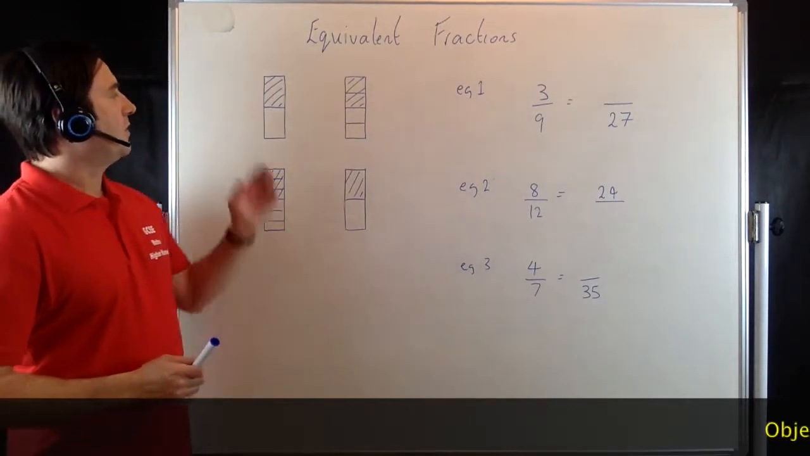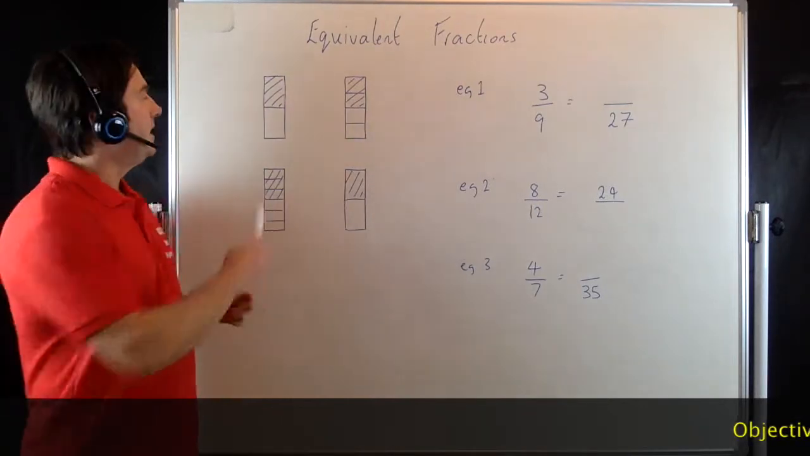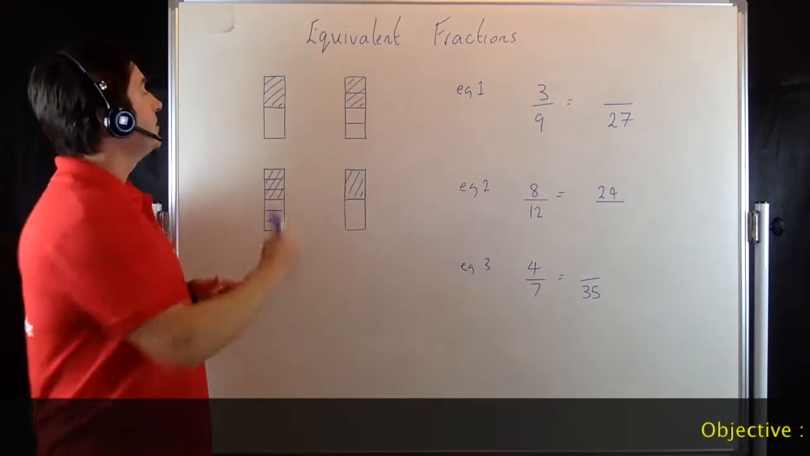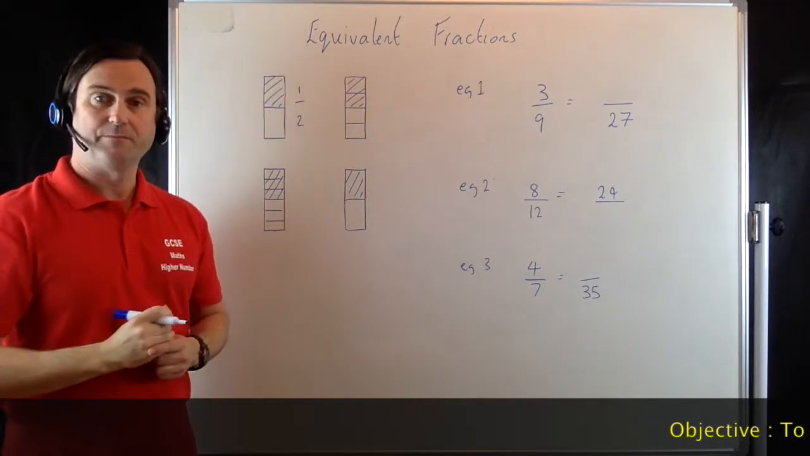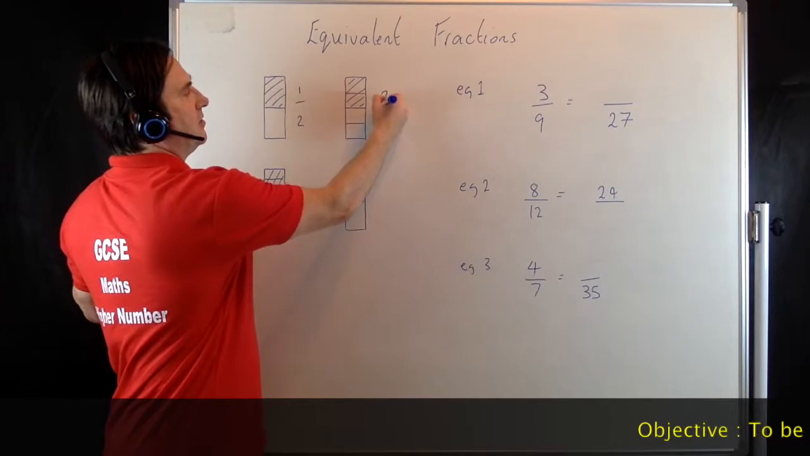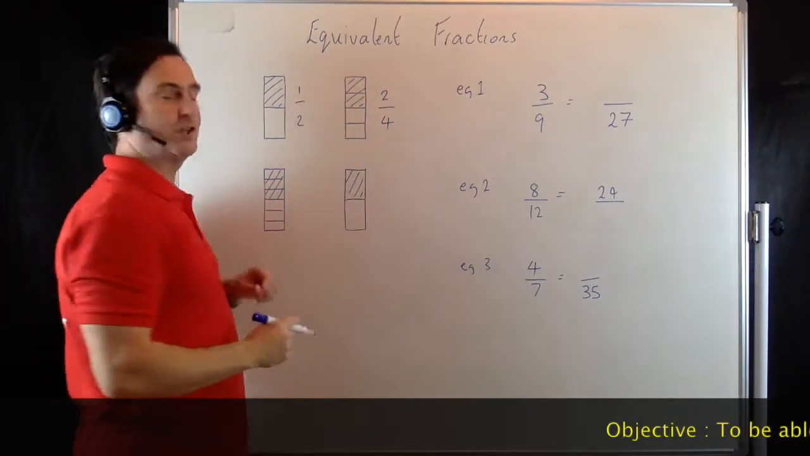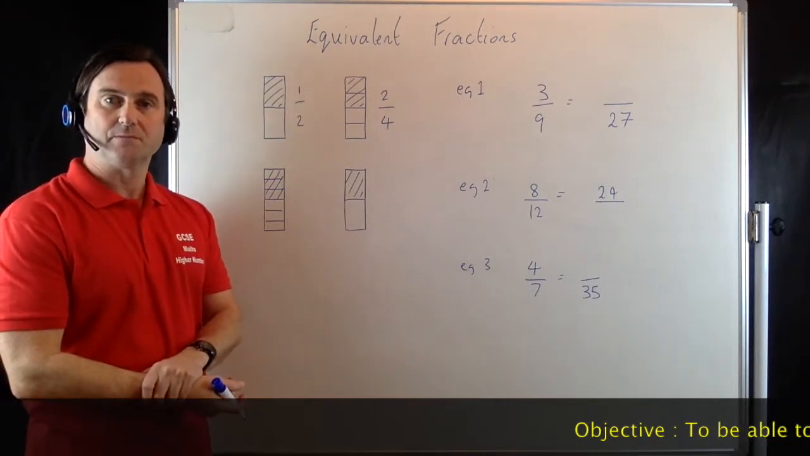If we have a look, what we've got here is two fractions shaded in. This one has half of this section shaded. So this is 1 out of 2, or a half. This one here has two sections shaded out of a total of 4 sections. So this we could say is 2/4.